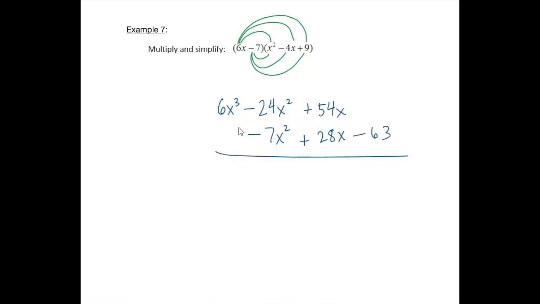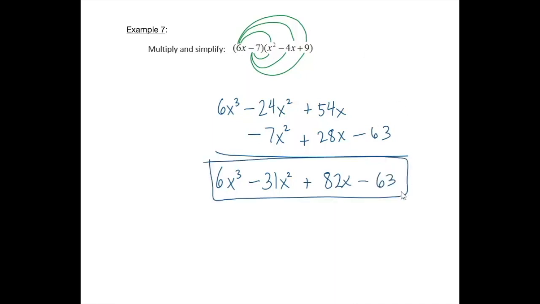Now we can combine like terms by adding vertically. 6x cubed plus 0 is 6x cubed. Negative 24x squared minus 7x squared is negative 31x squared. Plus 54x plus 28x is positive 82x. And 0 plus negative 63 is negative 63. So this is the simplified polynomial that we get when we multiply the two given polynomials.